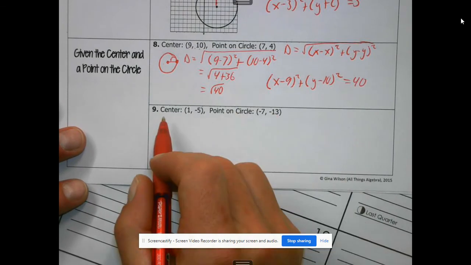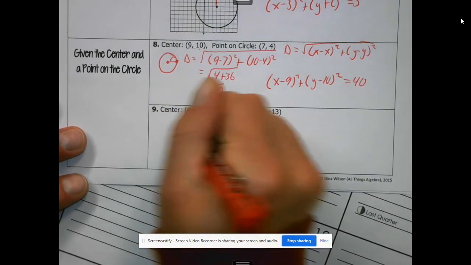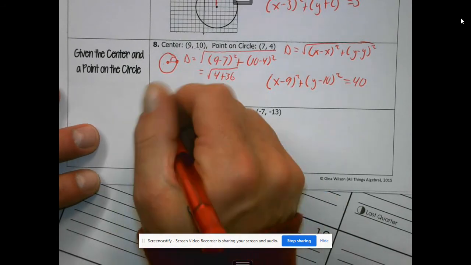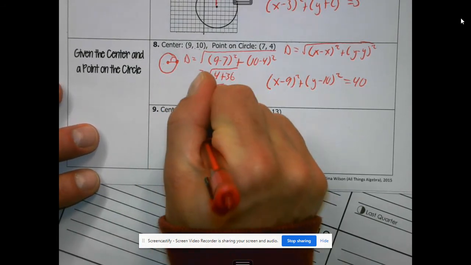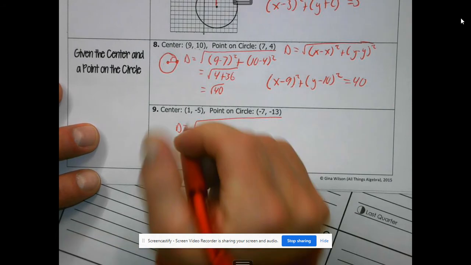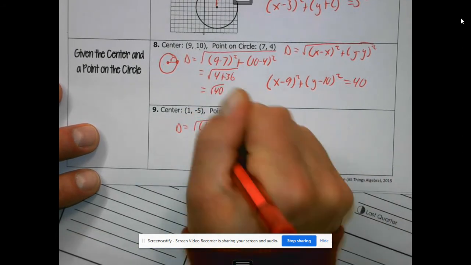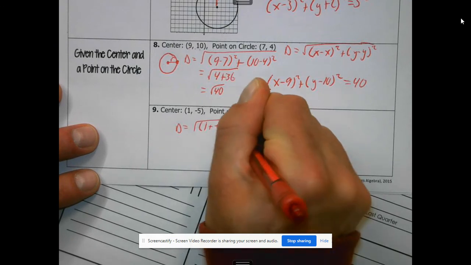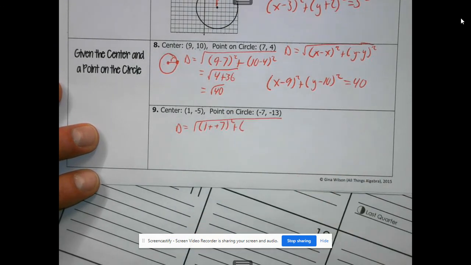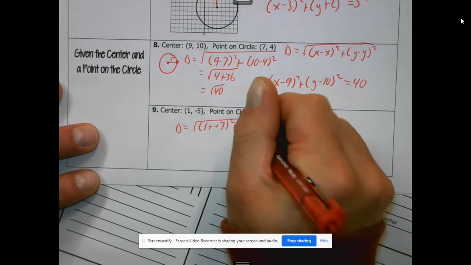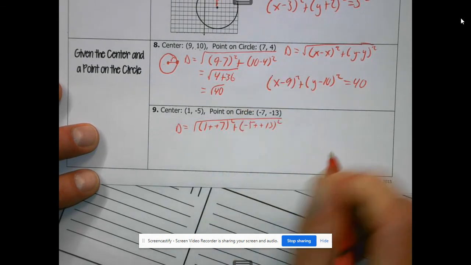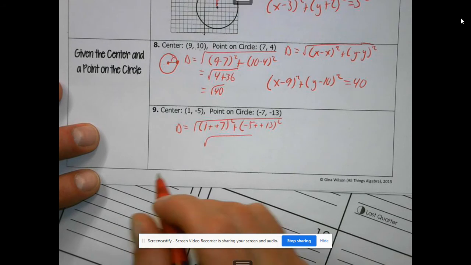All right, number 9. Center is 1, negative 5. Let's set up your distance one more time. So we would have 1 minus a negative 7 squared, so plus plus. Negative 5 minus 13 squared, plus plus. Keep simplifying. This gives me 8.